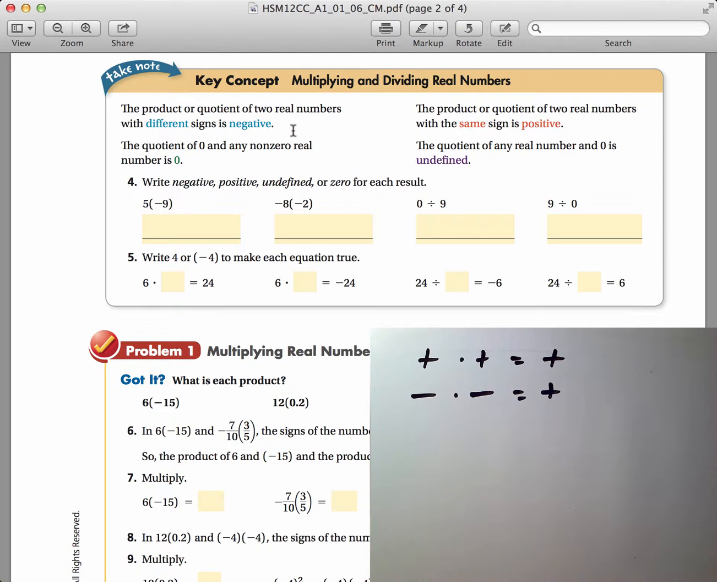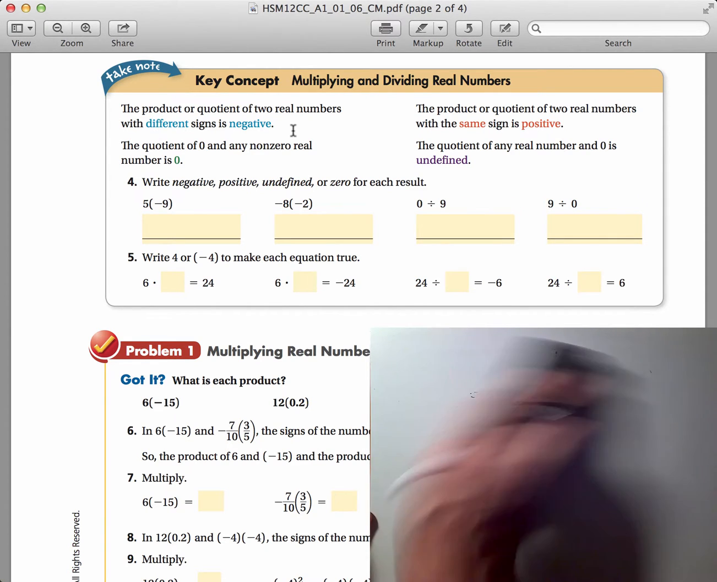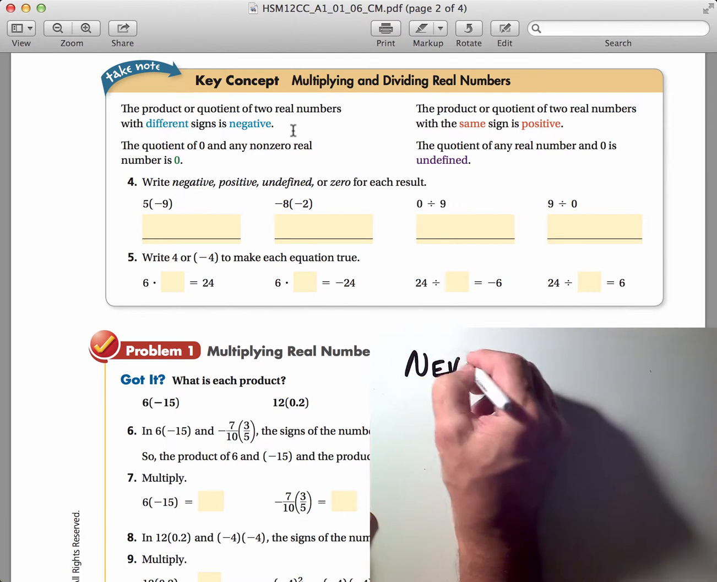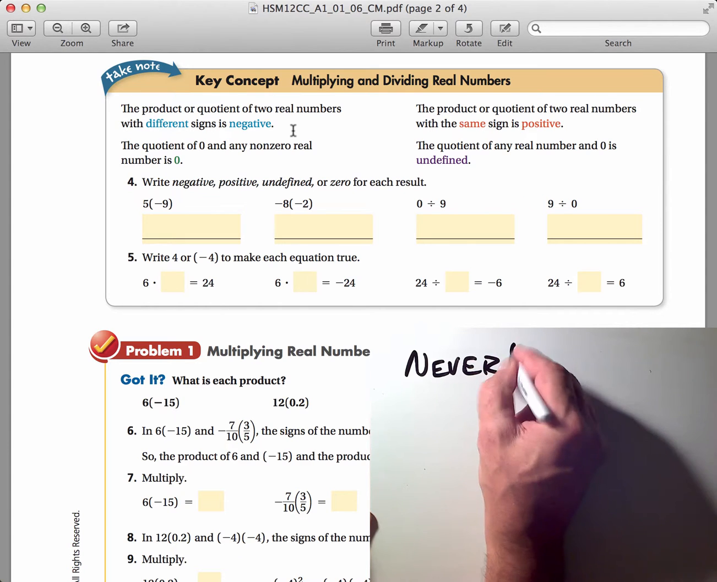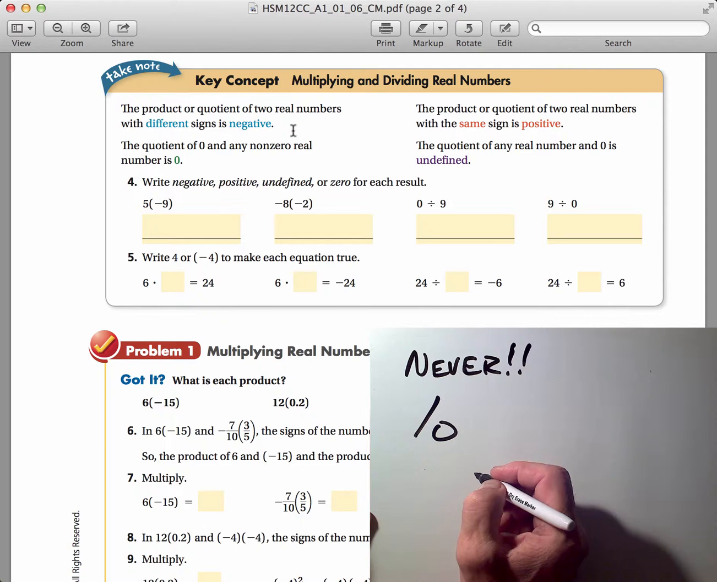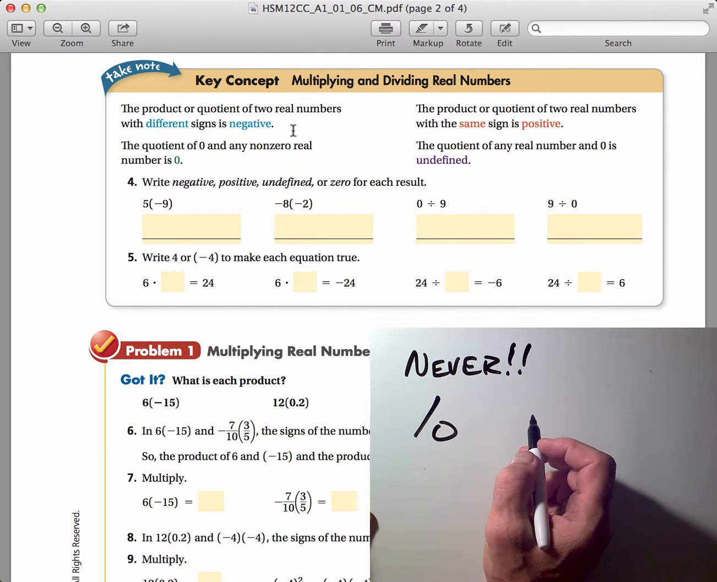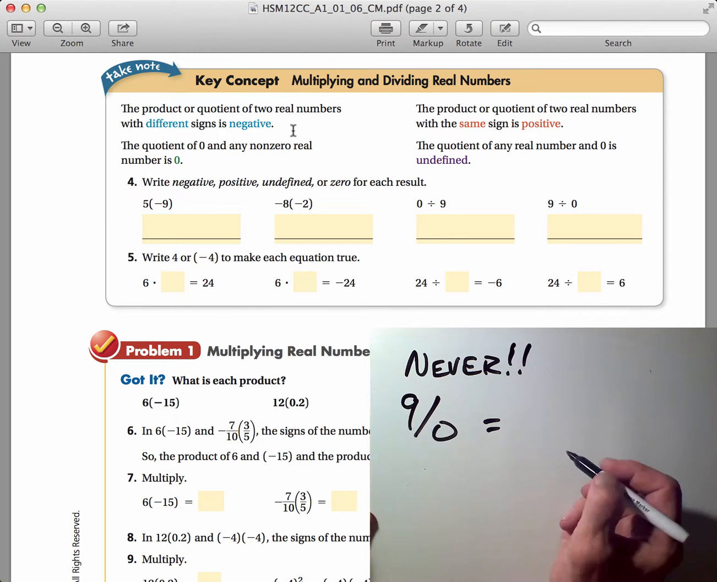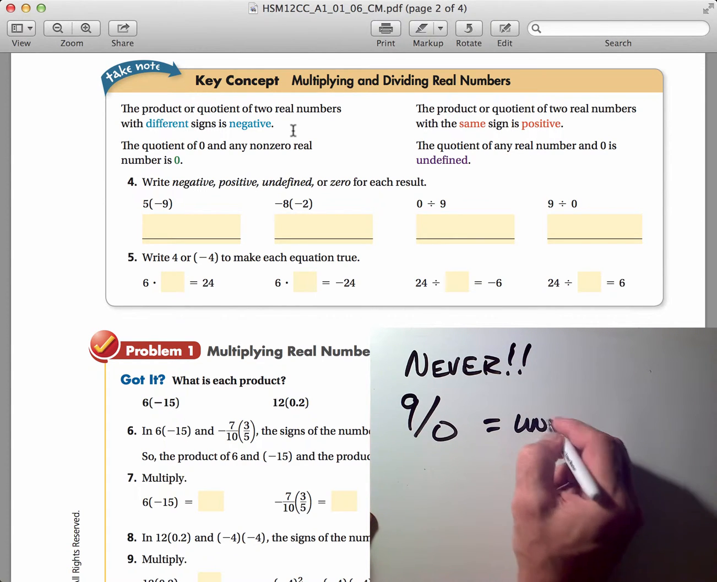Now when we're dealing with multiplication or products, it doesn't matter what we multiply it by, we're going to come up with an answer. But when we have a quotient, when we are dividing by something, we have to remember this. We can never, and I'm going to say this, never divide by 0. Okay? Never can we divide by 0, because the result of this, I don't care what number is out here, the result of this is undefined.